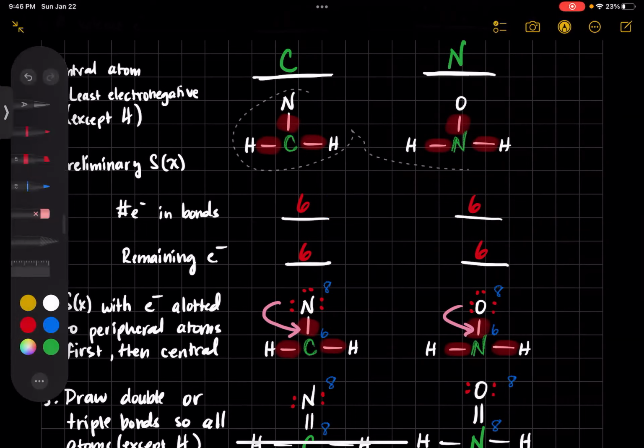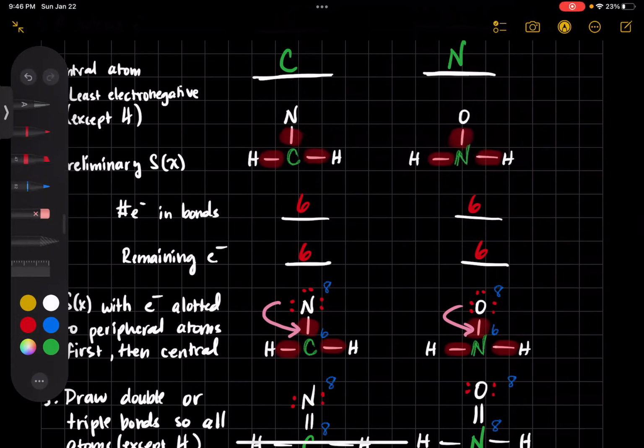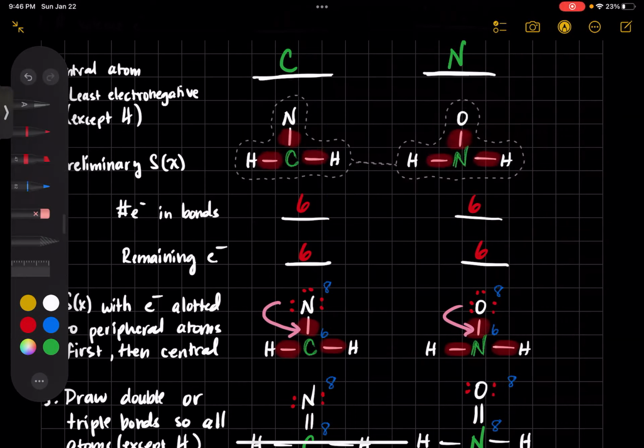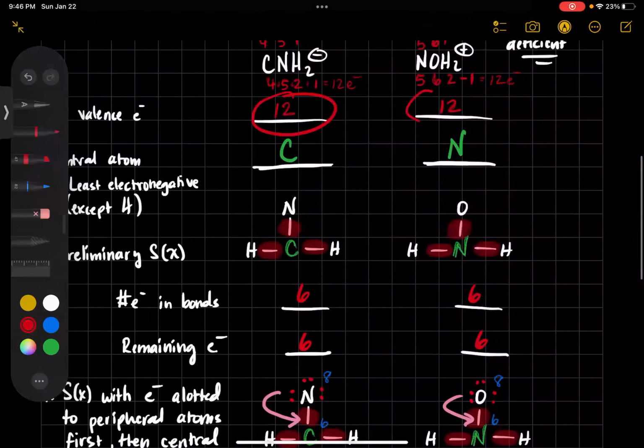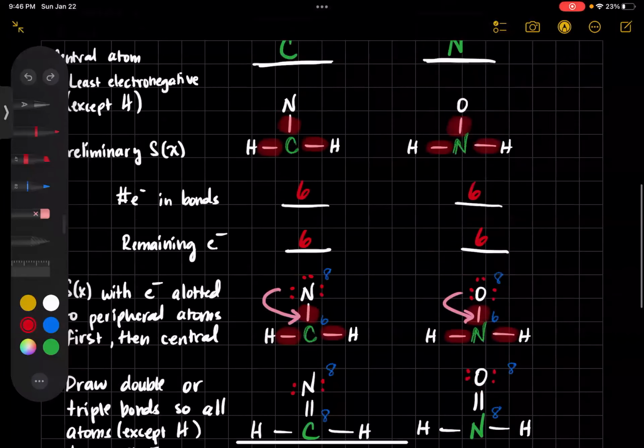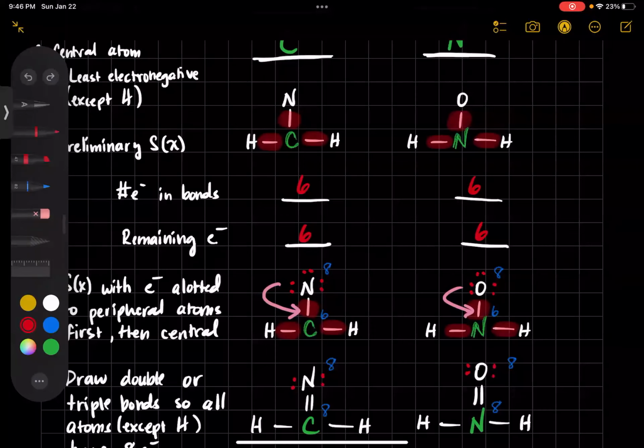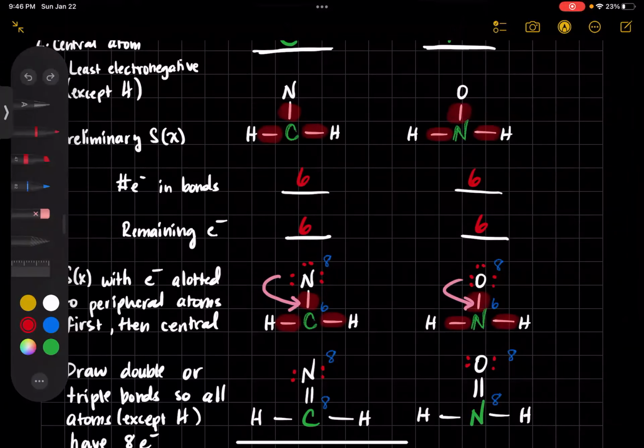Third step, draw a preliminary structure in which we have single bonds between the central atom and all peripheral atoms. And I'm going to bring both of these down a little bit just so when I upload these, it looks nicer. And we count the number of electrons in bonds. So we started off with 12 electrons each. There are 2, 4, 6 electrons in these 3 single bonds. And so we have 12 minus 6, 6 electrons remaining.